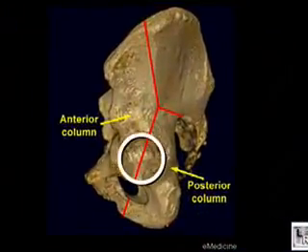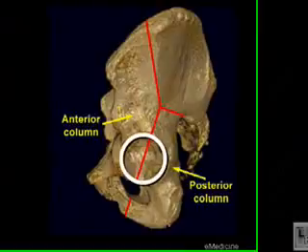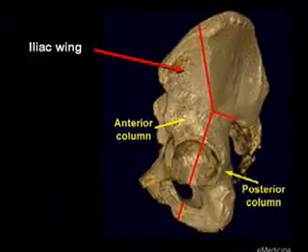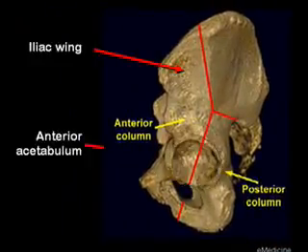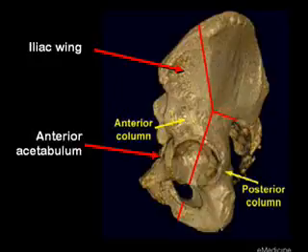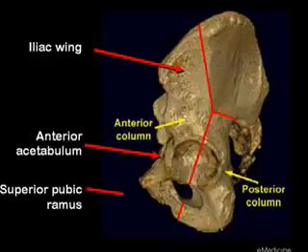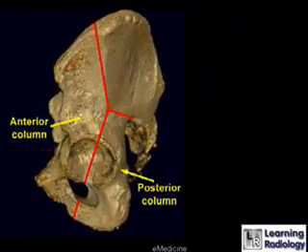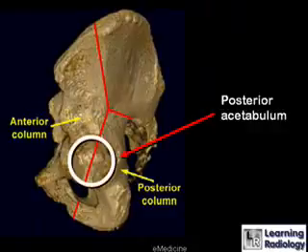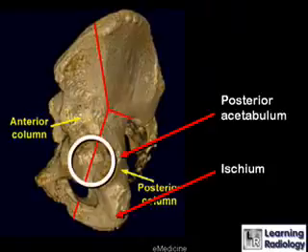The acetabulum is composed of two bony columns. The anterior column is made up of the iliac wing, the anterior portion of the acetabulum, which is a portion of the ilium and pubis, and the superior pubic ramus. The posterior column is made up of the posterior aspect of the acetabulum and the ischium.